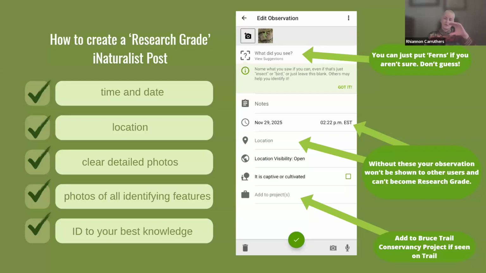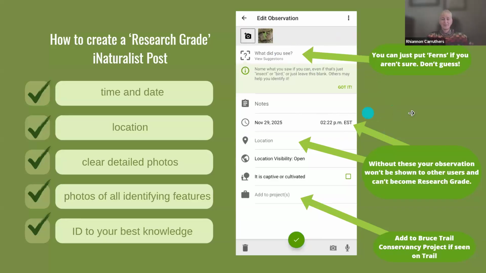Whereas if you put it to your best knowledge, you know it's a wood fern, and then somebody comes in and puts in the correct species, then that doesn't count against each other because they're agreeing with you and just getting more specific. So it's really important not to guess, but to put it as far along in the classification as you are. You could just put plants. I know it's a plant, but I don't know what kind.